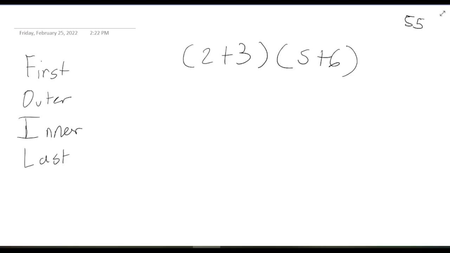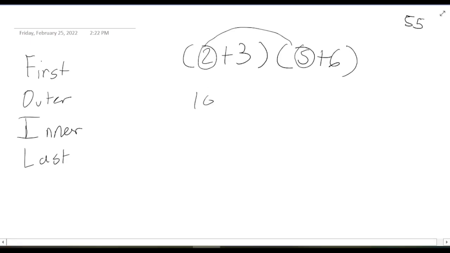So let's start at the top. Let's start with the first letter. FOIL, first, F. Since it says first, we have to multiply the first term of each binomial. So let's look at this binomial, 2 plus 3. The first term is 2. And then if we look at our second binomial, the first term is 5. So let's multiply these two together. Right, so 2 times 5 is 10. And now let's cross off our first one. So we did first. Now let's do outer.